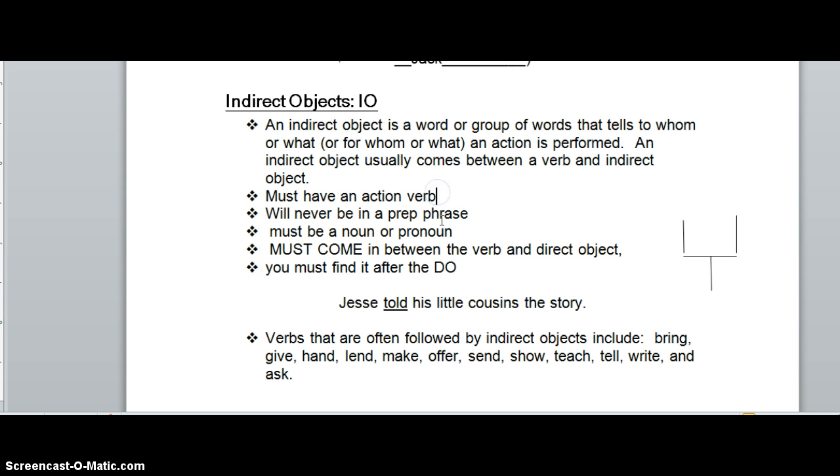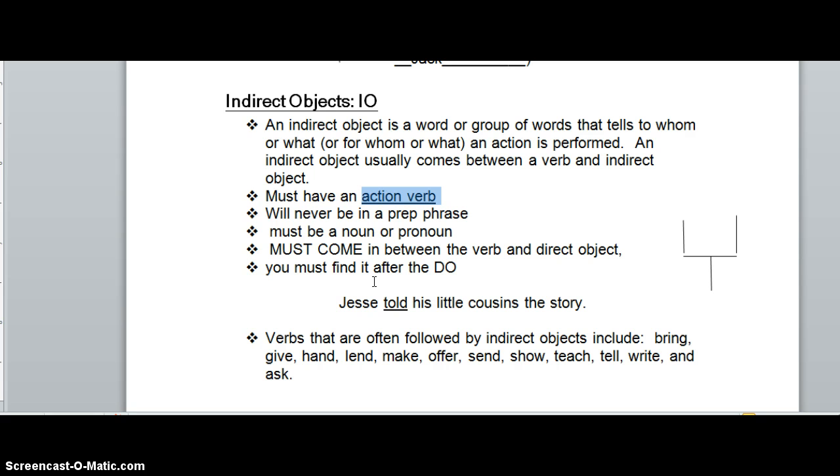Once again, it must be an action verb to have an indirect object. It can't be linking. It will never be in a prepositional phrase. It must be a noun or a pronoun for parts of speech, and it must come in between the verb and the direct object. The only other thing that you really need to know is you have to find your direct object before you can find the indirect object.